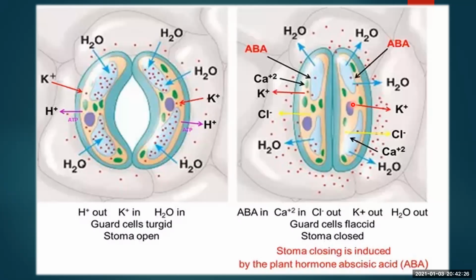And it will also cause the potassium ions to go out through the channels. And it closes the channels which let the potassium in. So what happens, since the solute concentration is more now outside, water would also leave the cells through osmosis. And this would lead to the closure of the stoma. So this is a function of ABA in stomatal closure.